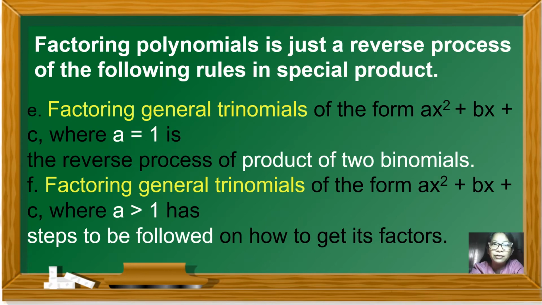Next, we have factoring general trinomials in the form of ax squared plus bx plus c, where a is equal to 1. This is the reverse process of the product of the two binomials. And then we have the last, factoring the general trinomials in the form of ax squared plus bx plus c, where a is greater than 1. So this has steps to be followed to be able to get the factors.